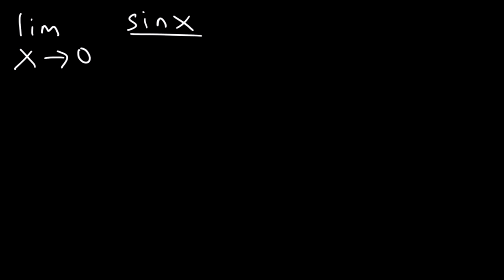Now let's work on some examples involving limits with trigonometric functions. There are some equations that you need to know. Here's the first one. The limit as x approaches 0 of sine x divided by x is equal to 1. So now let's confirm it.